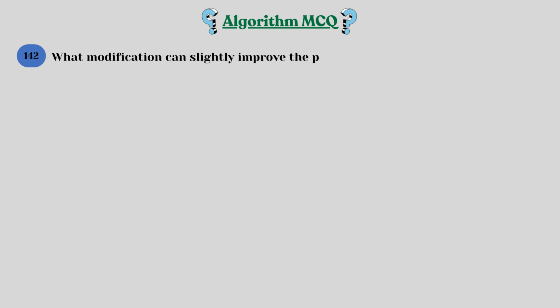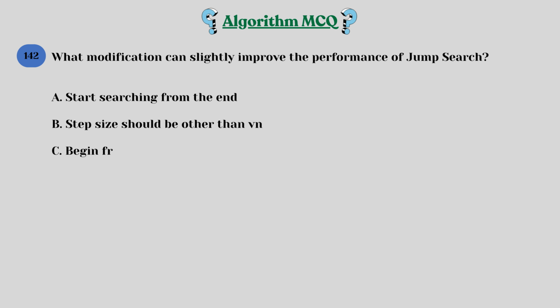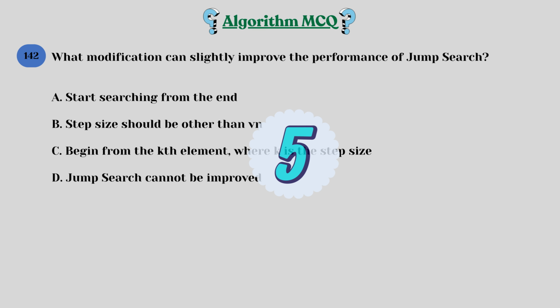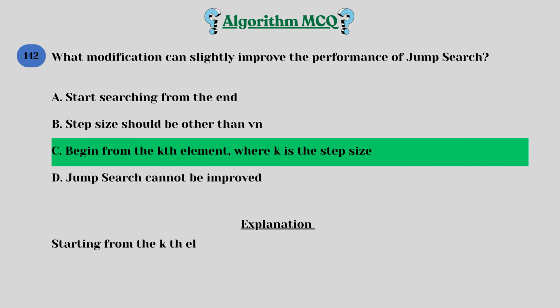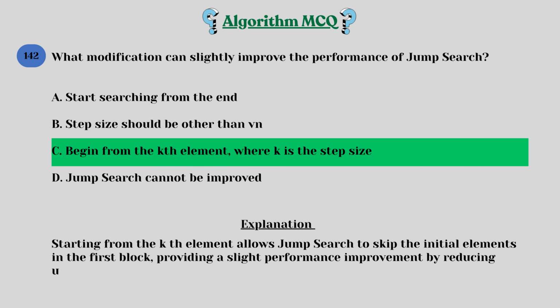What modification can slightly improve the performance of jump search? Correct answer: begin from the kth element, where k is the step size. Explanation: starting from the kth element allows jump search to skip the initial elements in the first block, providing a slight performance improvement by reducing unnecessary comparisons at the very start.